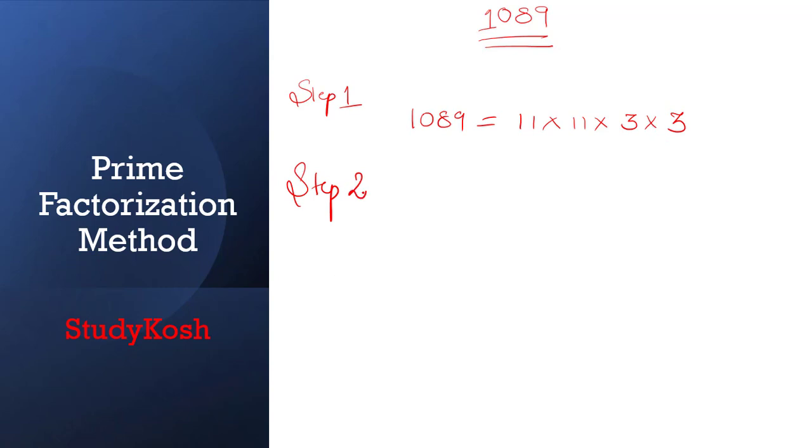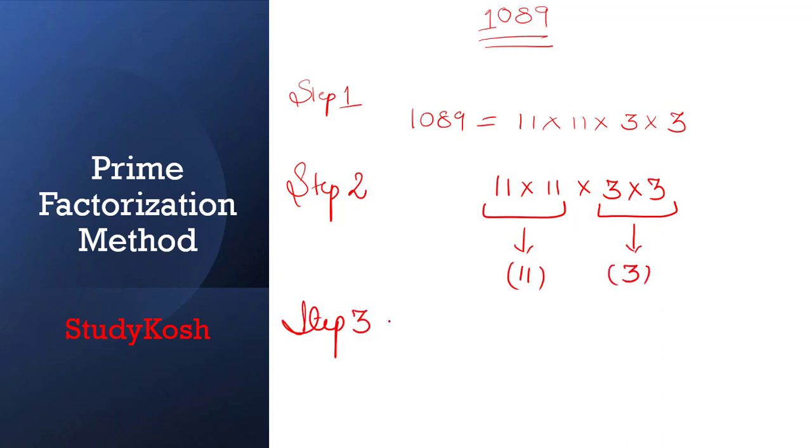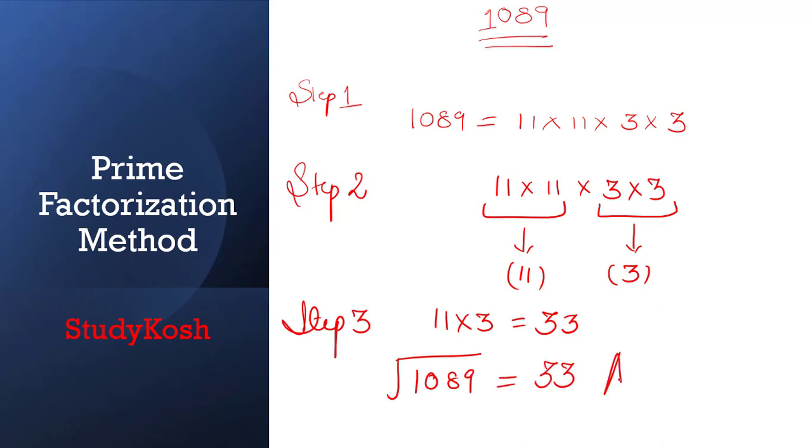Then step 2 is to arrange the factors in pairs of the same prime numbers. So the pairs will be 11 into 11 into 3 into 3. Now take the product of these prime factors, taking one out of every pair. So from here we take 1, that is 11, and here also that is 3. We take the product of these two and get 33. So the square root of 1089 is 33. This is the answer.